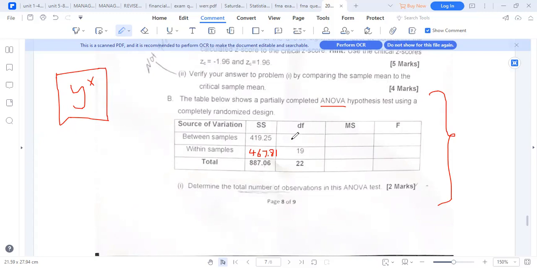Then how do we find the figure here? Between 3. You subtract again. You subtract what? You subtract 22 from the 19, you will get a 3. Do we agree? Then how do we get the mean of squares?